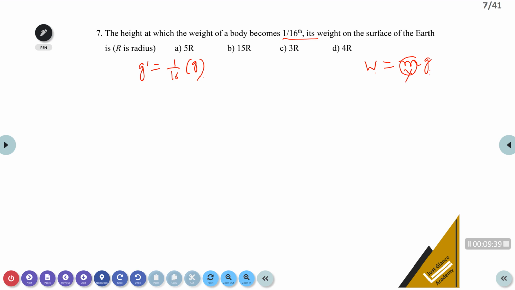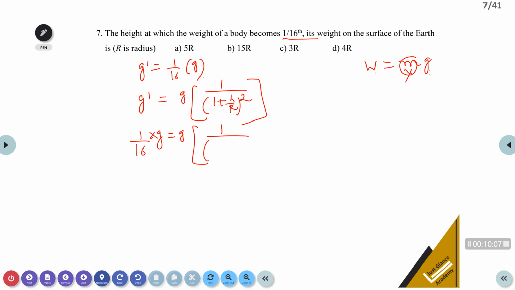Now use the equation g dash equal to g into bracket 1 plus h divided by r whole square. Only 3 standard formulas, with respect to depth, with respect to height, and with respect to rotation here. g dash equal to 1 by 16 of g equal to g into bracket 1 plus h by R whole square here.